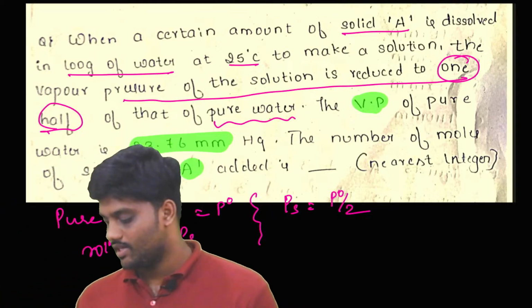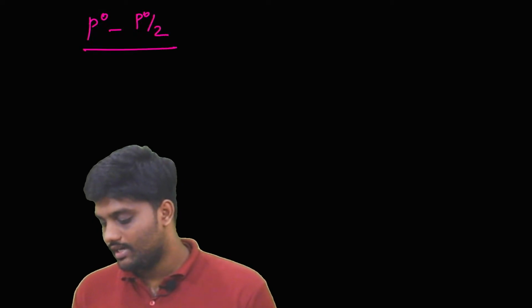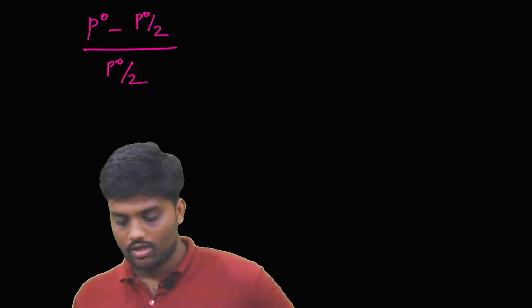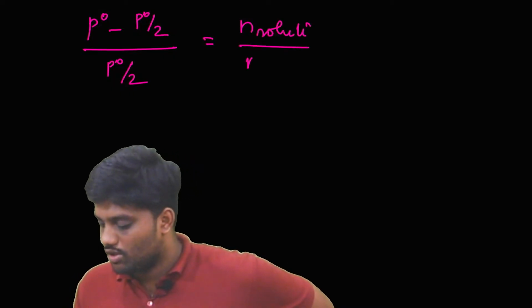See, it is very simple. According to Raoult's law, you have P0 upon PS. PS comes out to be P0 by 2, divided by, you have P0 by 2, which is equal to moles of solute upon moles of solvent.